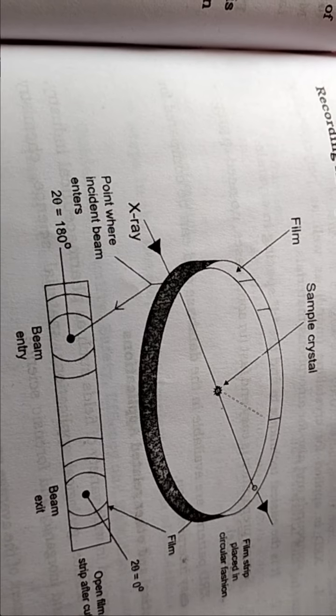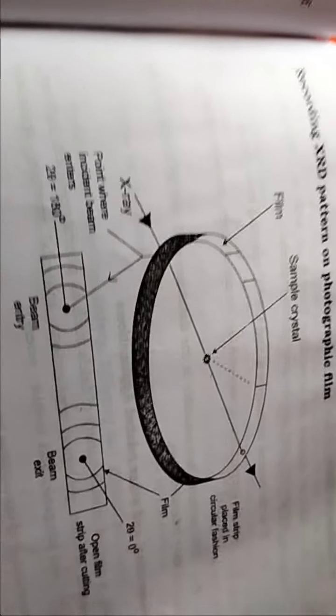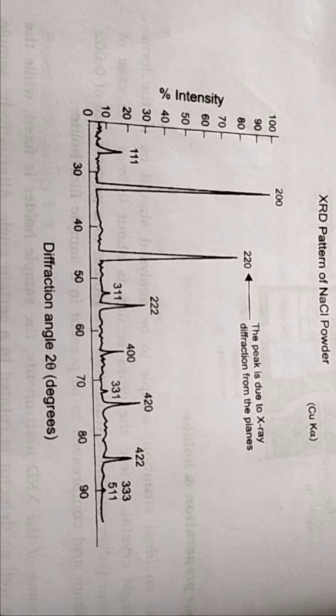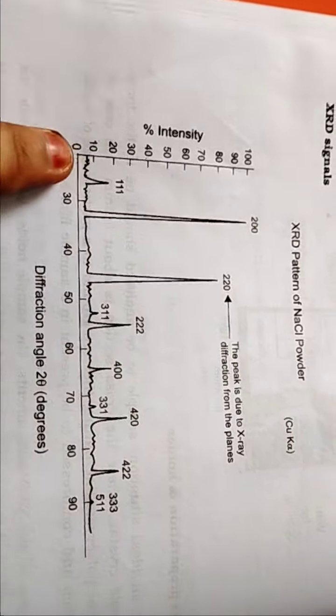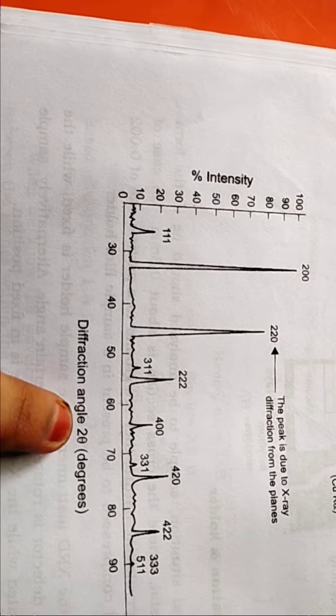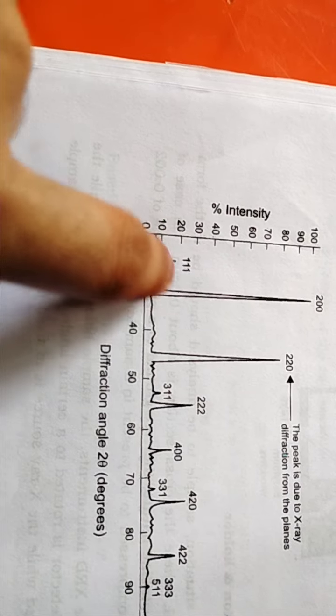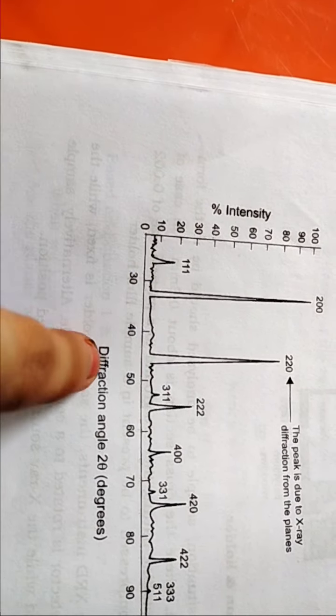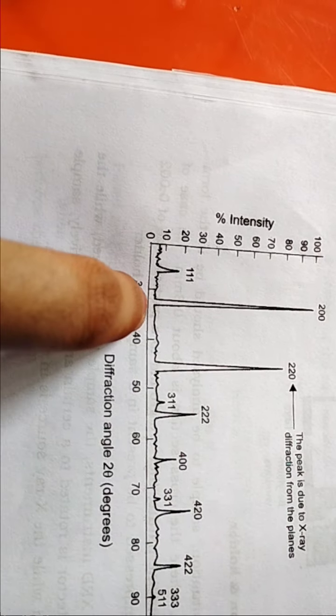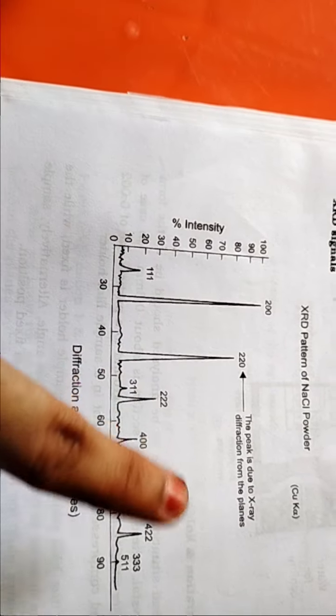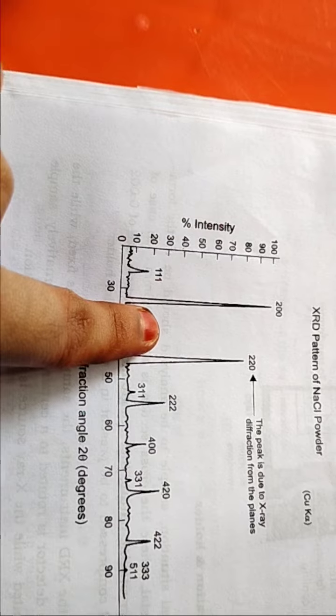XRD signals, how they look, I will show in a diagrammatic view. This is the XRD diffraction pattern. We can observe here the graph plotted between diffraction angle and intensity. At a diffraction angle of 30, it reaches the 111 peak. Then at a diffraction angle of 32, it crosses the 100. Likewise, peaks are observed in the XRD pattern.